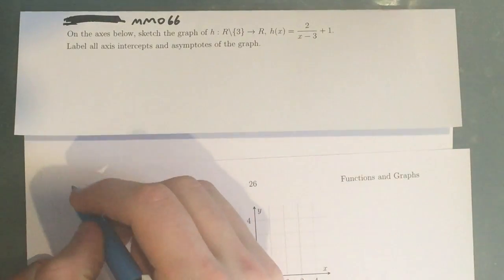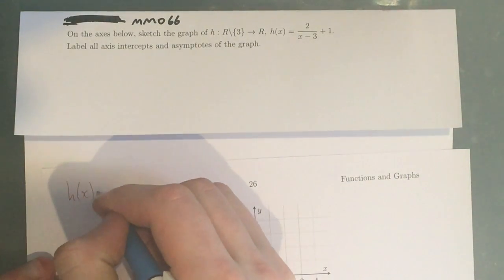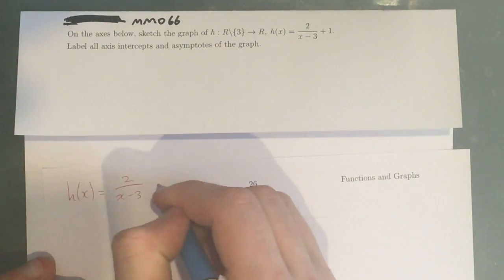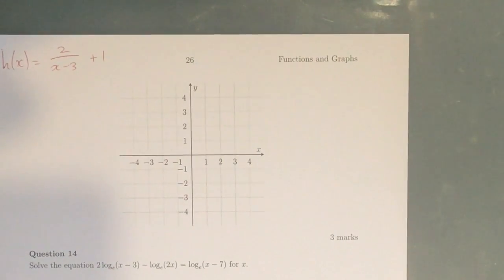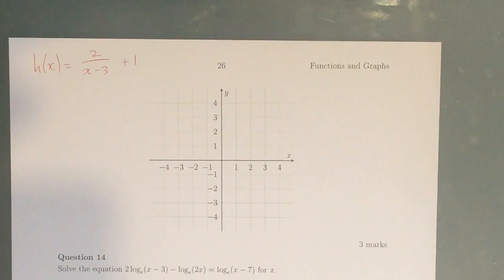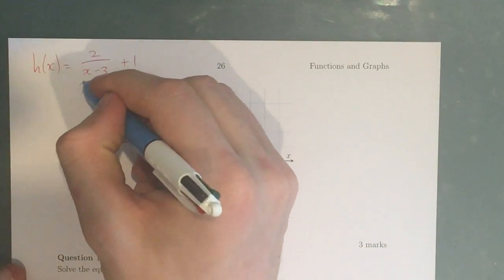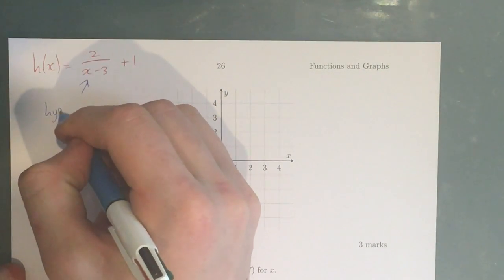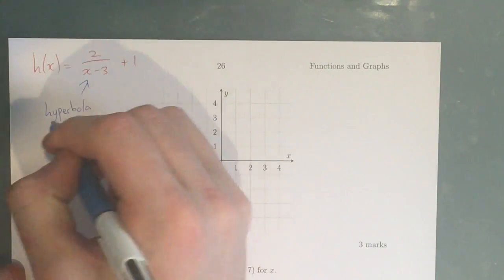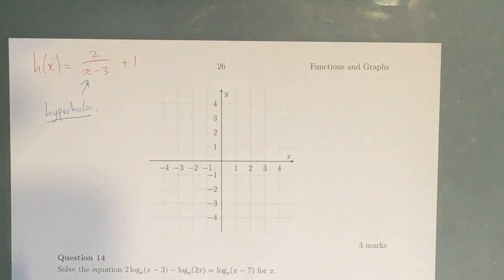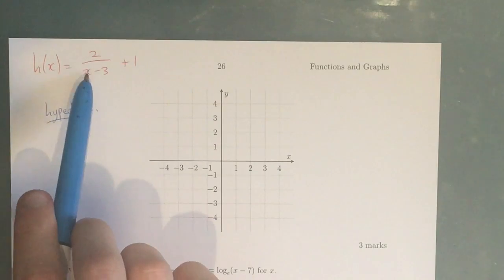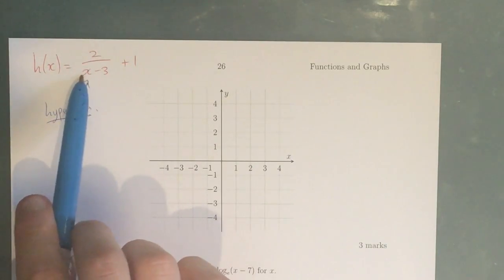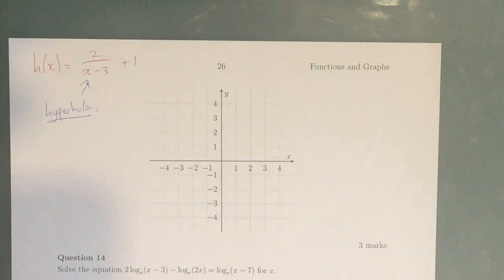I'm just going to rewrite this equation here so I can use this other piece of paper for you guys. So we've got our axis here, and what we are trying to do is draw this graph. First things first is to recognize what kind of graph this is, and it is a hyperbola. We can tell because we have an x on the bottom of a fraction, and it's just x to the power of 1. So that tells us this is a hyperbola graph.